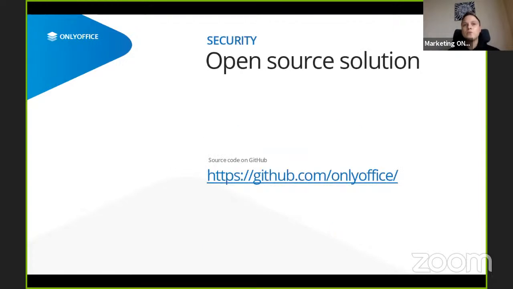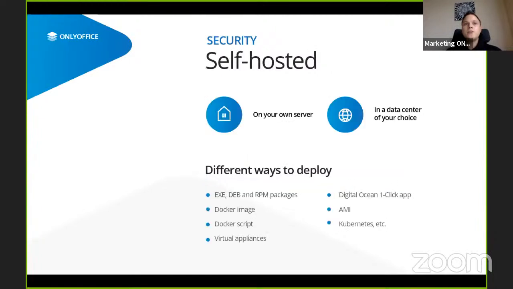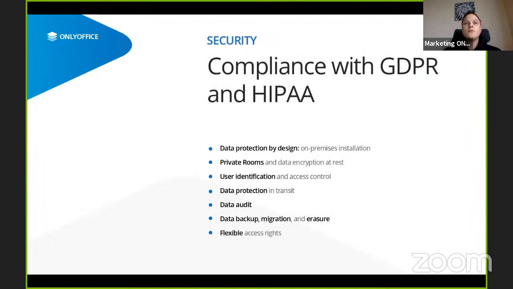So ONLYOFFICE is open source, which means the code is available for everyone to examine and test. It can be deployed on premises as a private or hybrid cloud solution, so your documents always stay within your infrastructure and there is no handoff to public clouds. So security is in the design itself. For installation, you can choose any comfortable package or app to use. ONLYOFFICE comes with built-in features to help businesses stay compliant with the Health Insurance Portability and Accountability Act and European privacy regulations, so GDPR.